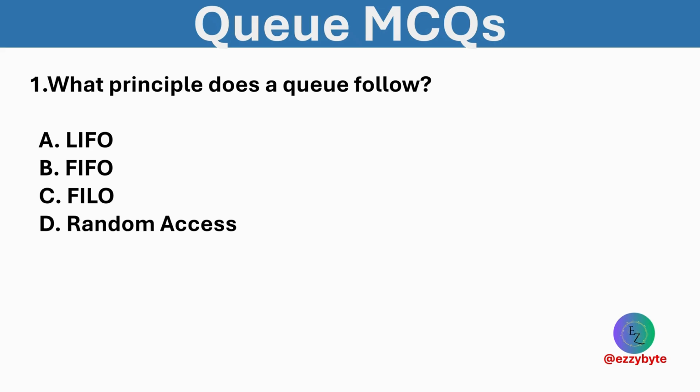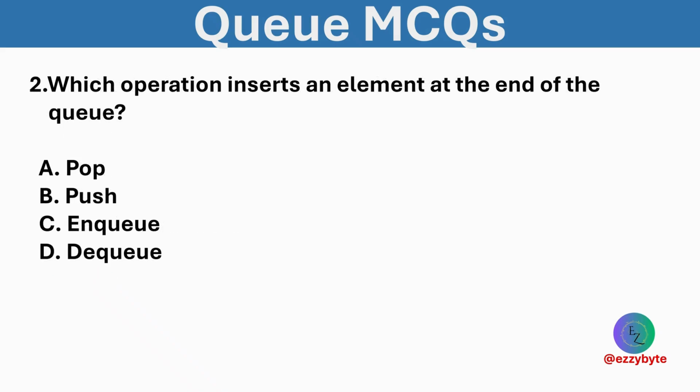Options are LIFO, FIFO, FILO, and random access. Option B is correct. Queue follows first in first out principle, where the first inserted element is the first to be removed. Which operation inserts an element at the end of a queue? Options are pop, push, NQ, and DQ. Option C is correct. NQ is the operation that adds an element at the rear.